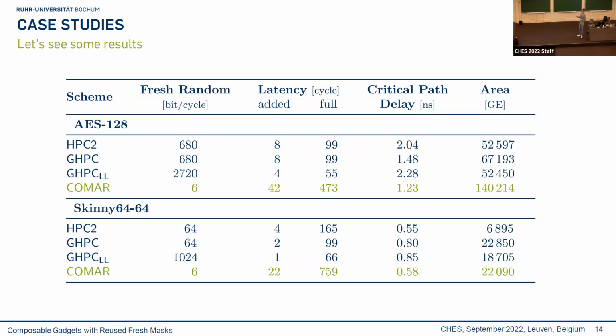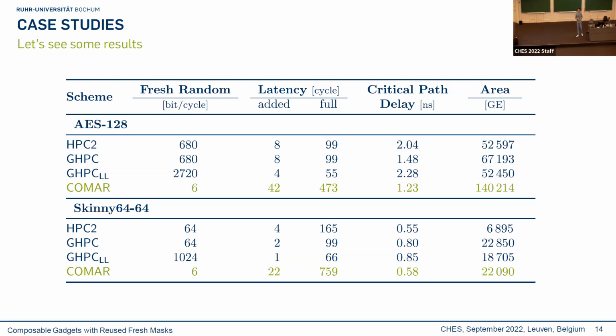Yeah, so we made several case studies, and here you see a round-based AES implementation, and we only need 6 fresh random bits per cycle, while for example, DHPC or HPC2 gadgets need 680 bits per cycle. Now you also can see our disadvantage in the latency. So we have 42 clock cycles added latency per round, while comparable gadgets have like 8 or 4 even.